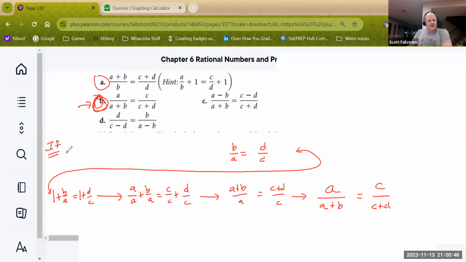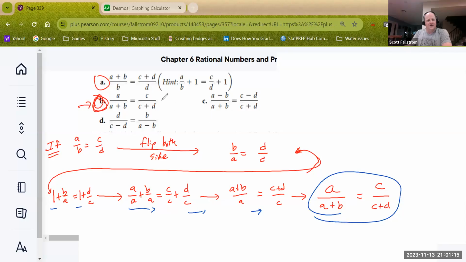So let's go back to my starting point now. If A over B equals C over D, then I can flip both sides because that is proportional reasoning, and B over A is equal to D over C. Got it. From there, I add 1 to both sides, and now I've got a path that takes me all the way down to the end, which is the statement I'm trying to prove.